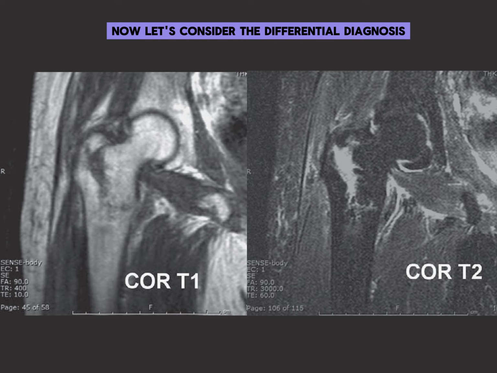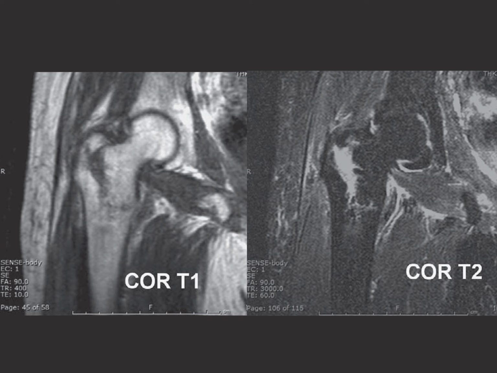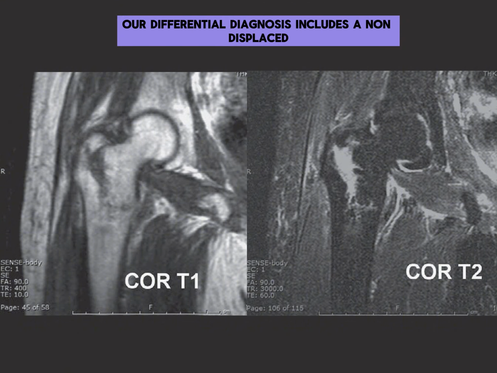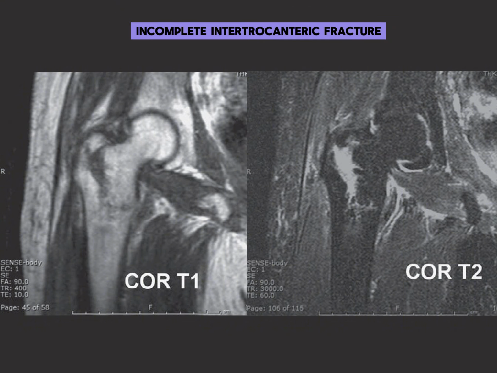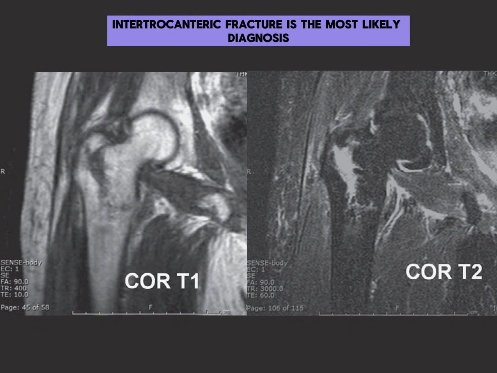Now, let's consider the differential diagnosis. Our differential diagnosis includes a non-displaced incomplete intertrochanteric fracture, an insufficiency fracture, and metastasis. Given the patient's presentation and the orientation and location of the derangement in the MRI signal, a non-displaced incomplete intertrochanteric fracture is the most likely diagnosis.